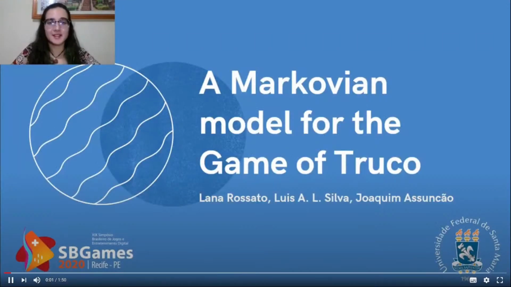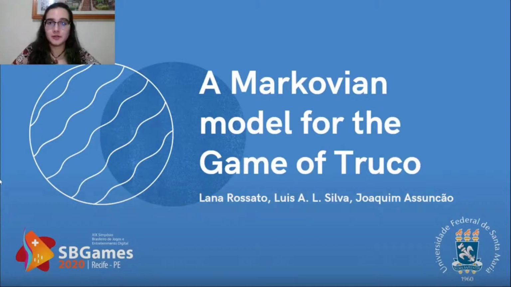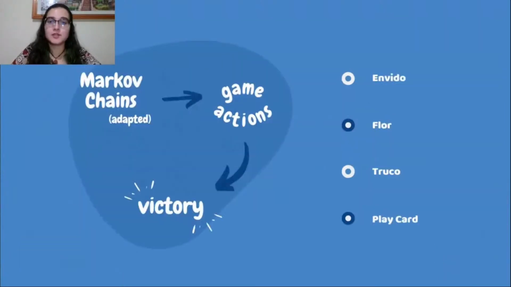Hi, my name is Lana, and I'm going to talk about the paper A Markovian Model for the Game of Truco. Going straight to the point, in this paper, adapted Markov chains are used to find the best game action to be taken by the agent to achieve victory. The game in question is the card game Truco, very common in Brazil. The game has basically four modes: Truco, Envido, Flor, and Play Cards.